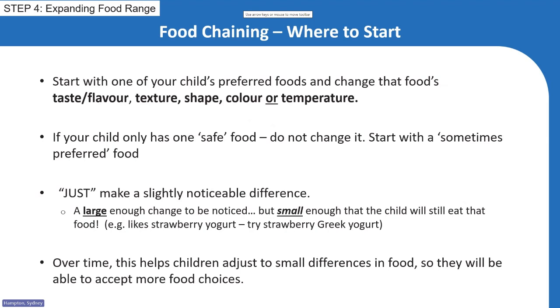And then over time, adding a little bit more so that you're slowly changing that texture and that taste just a little bit. Or you can change the presentation of that exact same food. So a child tolerates Greek yogurt and that vanilla flavor. Well, let's try the strawberry flavor this time. So we're just going to make a slightly noticeable difference. That color is going to be different and that taste may be different.